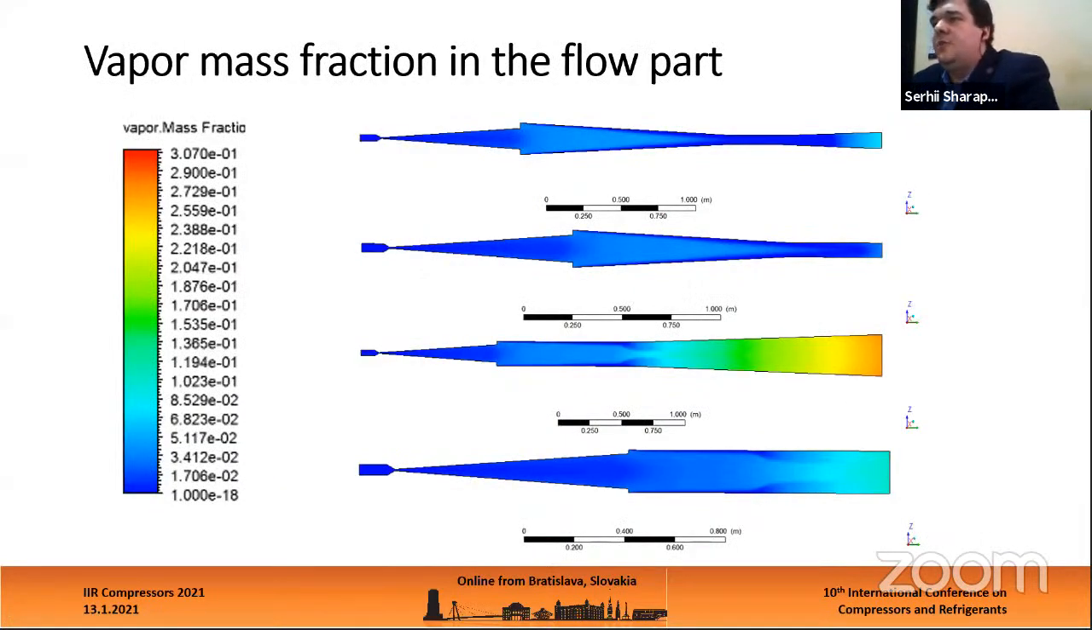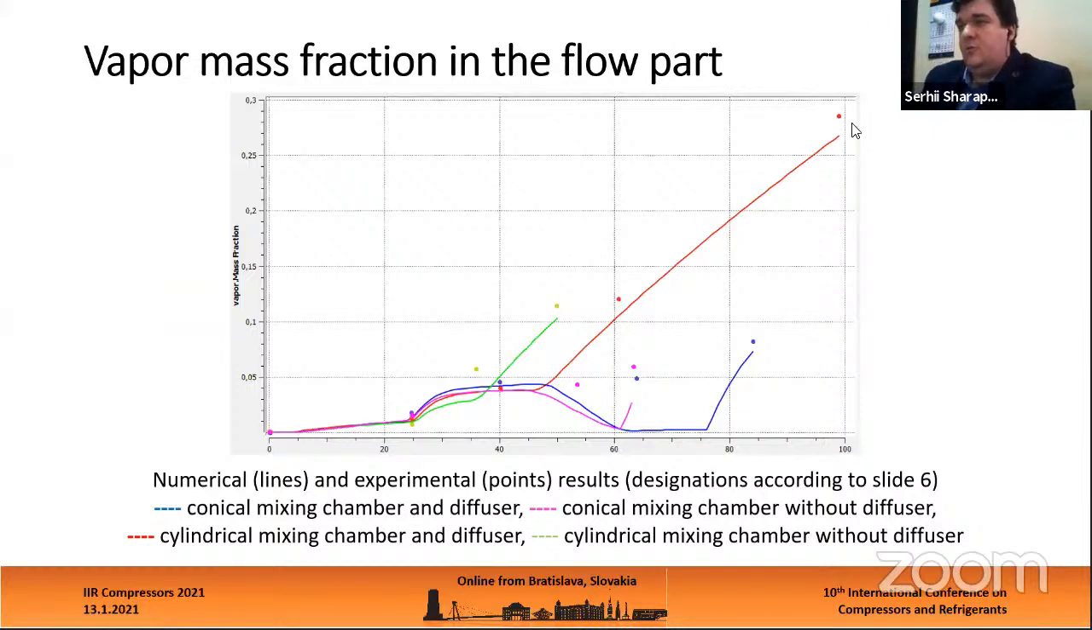Vapor mass fraction in the flow part is described in this graphic. From this slide, you can see that in the liquid vapor ejector with diffuser and conical mixing chamber, the mass vapor content is at the optimal level. X out is 0.12, and consequently the degree of steam production is close to the optimal steam production, 1.17.